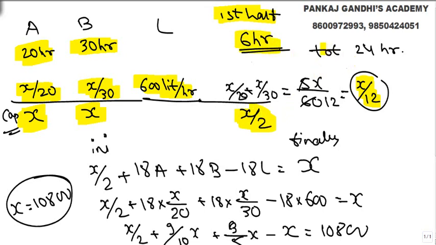6 hours. Full tank time needed is 24 hours. In 6 hours, half the tank is already filled. Remaining time 18 hours, A is going to fill, B is going to fill, leakage is going to empty, and at the end it is going to be X. So what is the value of X? Capacity of the tank is 10,800 liters.